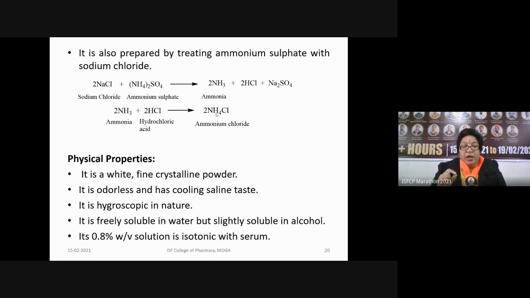It is hygroscopic in nature. Whenever you keep it, if the lid is not properly closed, then it will immediately absorb moisture, and this is known as hygroscopic.